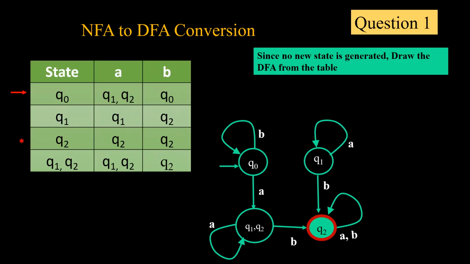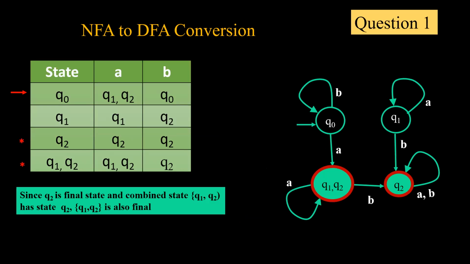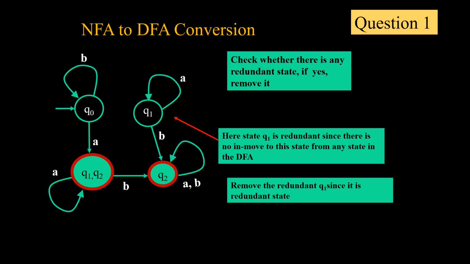Just see this. I draw the DFA corresponding to the table which has been generated. Here I have four states, Q0, Q1, Q2 and Q1, Q2. The new state which was generated is treated as a single state. Now, since the final state of the initial NFA was Q2, this new combined state Q1, Q2 will also be a final state. So this is how I convert my NFA into DFA.